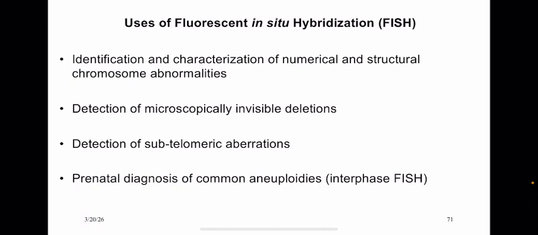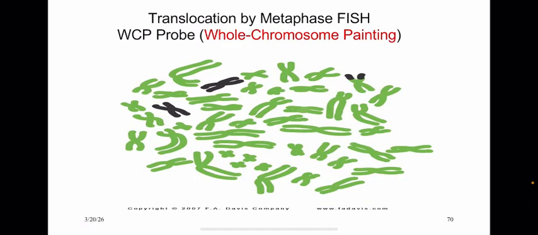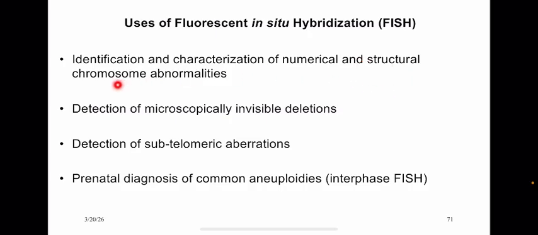Okay, the detection of microscopically invisible deletions. We also use FISH for detecting deletions that we wouldn't be able to detect when using microscopy. Okay, and also detection of subtelomeric aberrations, and this is done with the help of the TEL FISH probes. And also prenatal diagnosis of common aneuploidies. I think almost everyone can do that. So we use them in identifying and characterizing numerical and structural chromosome abnormalities, detecting microscopically invisible deletions, detecting subtelomeric aberrations, and prenatal diagnosis of common aneuploidies.